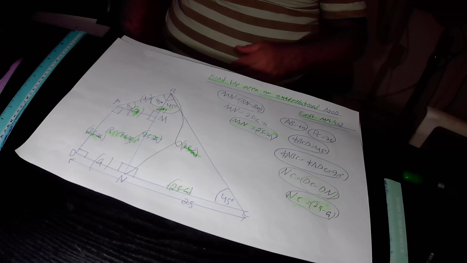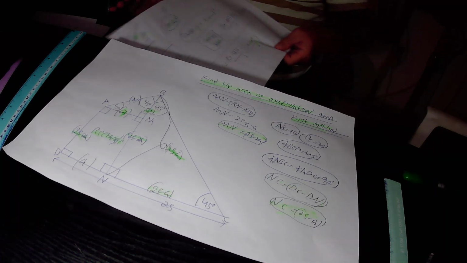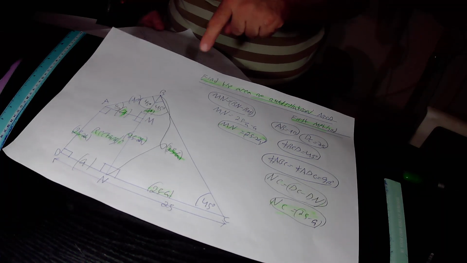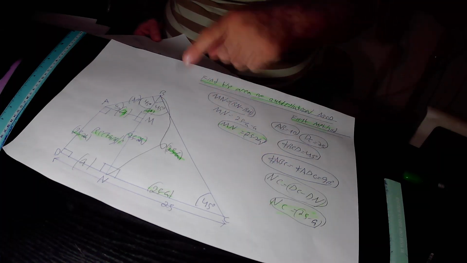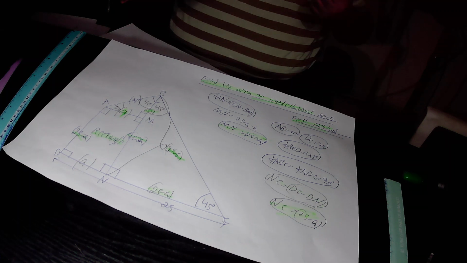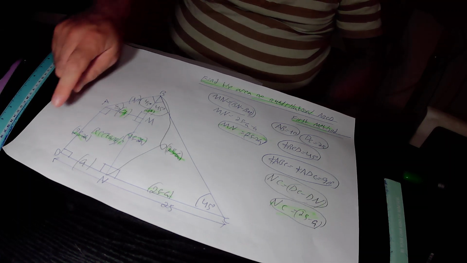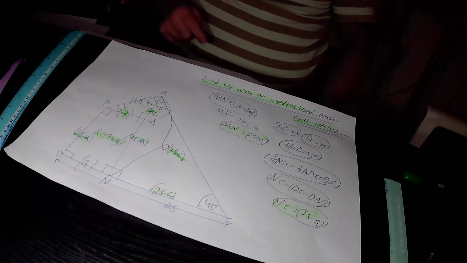So first of all, we did a construction. That is to say, from point B, we draw a perpendicular to DC. So this angle equals 90 degrees, and this angle also equals 90 degrees according to our construction. We define the touching point of the perpendicular from point B and DC as point N.